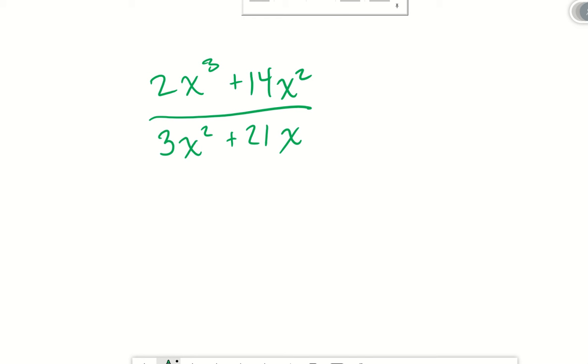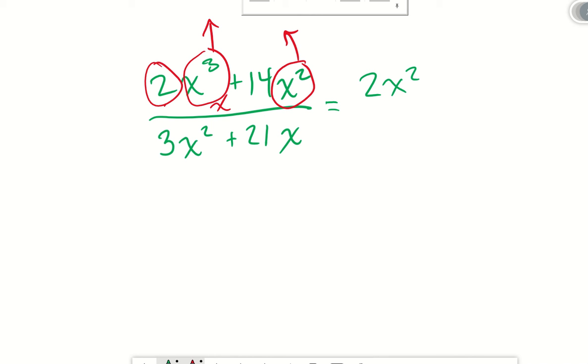Okay, so to simplify this, we just want to take out whatever we can from all the terms on the top, and then the same thing on the bottom. I can divide both of these by 2, and x squared actually, right? I can take this x squared out. I can take x squared out of x cubed, and that just leaves me with an x. Then I can take the 2 out of here too, and that leaves me with a 7. So we get 2x squared times x plus 7.